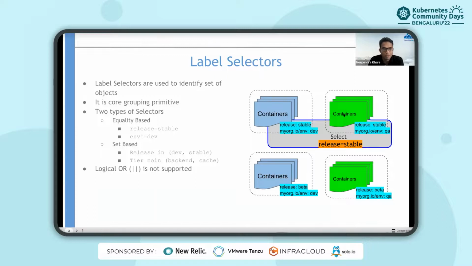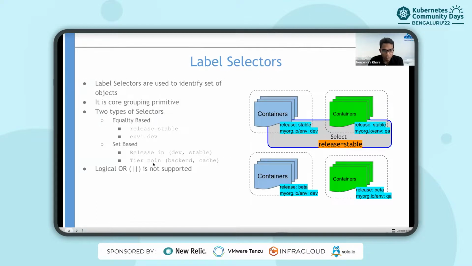Correct? So there are two kinds of selectors: equality based and set based. With equality based you can say release is equal to stable, or not equal to stable, and so on. With set based you can say release in dev or QA, or in stable. A logical OR will not work with equality based, but with set based you can do it. So in equality based you can't do a logical OR; this is a typo here, it should actually come under only equality, but this is how it is.